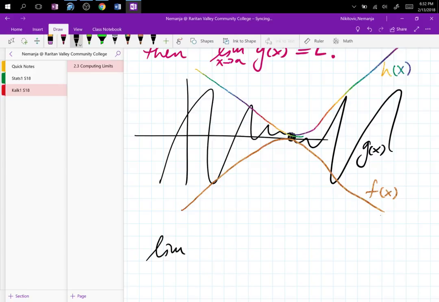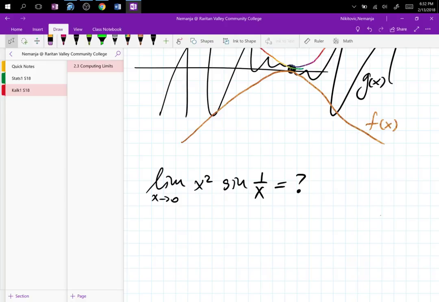What is the limit as x goes to 0 of x squared sine 1 over x? What's the limit? Good luck. You want to plug in? Sure. Sine of 1 over 0 is? What's 1 divided by 0? So you see, you can't compute that.